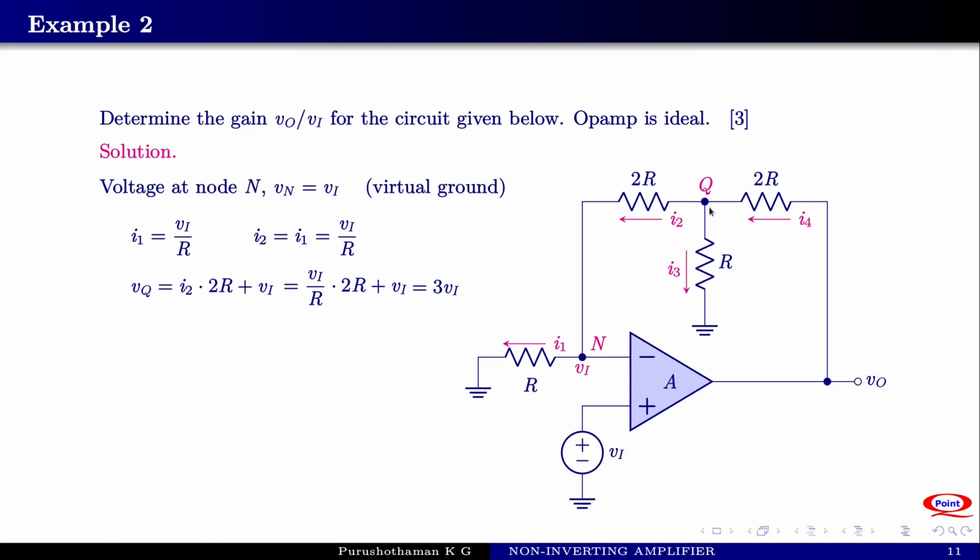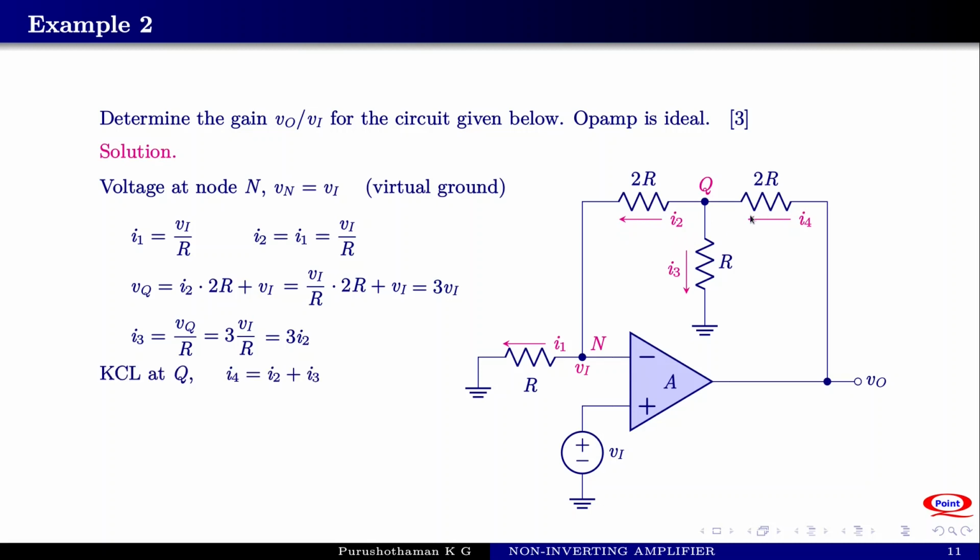And once we know the voltage at this point, you can calculate I3. I3 is equal to the voltage at this point divided by R. So I3 equals Vq divided by R. Now substitute Vq, which is equal to 3Vi. So this is 3Vi by R. And we know Vi by R is equal to I2, equal to I1. So using this relationship, you can write I3 as 3 times I2.